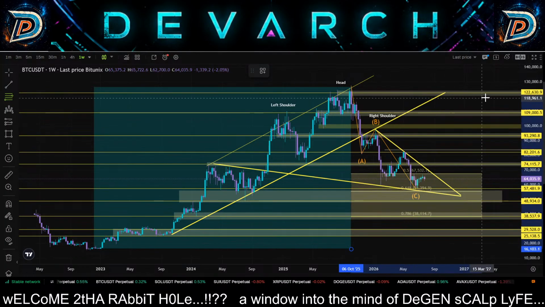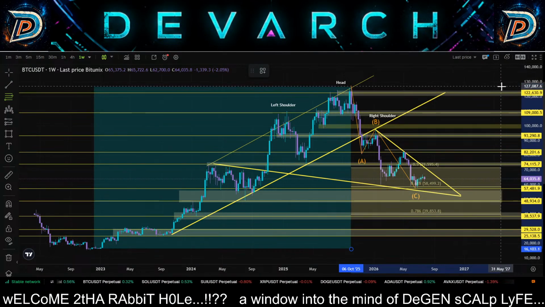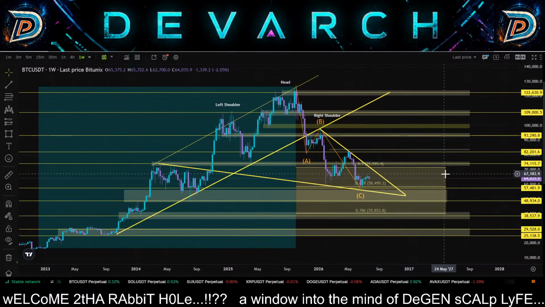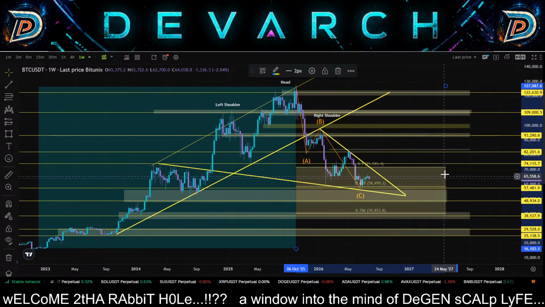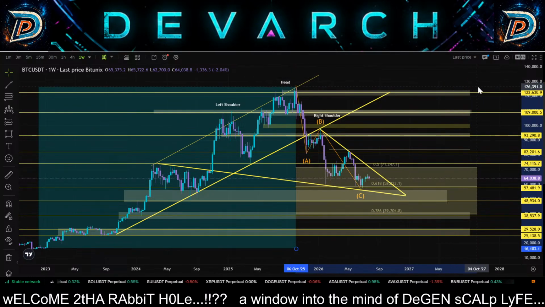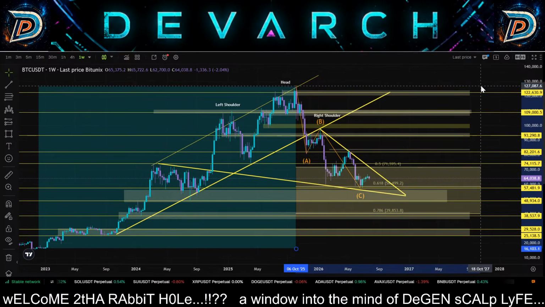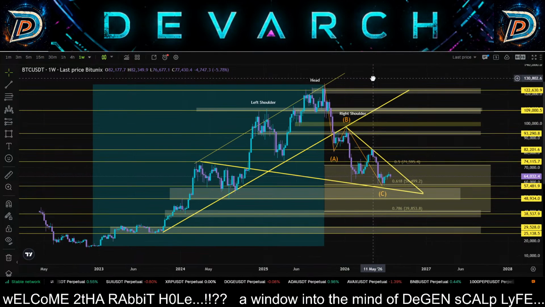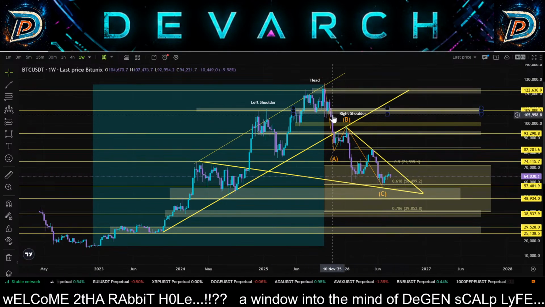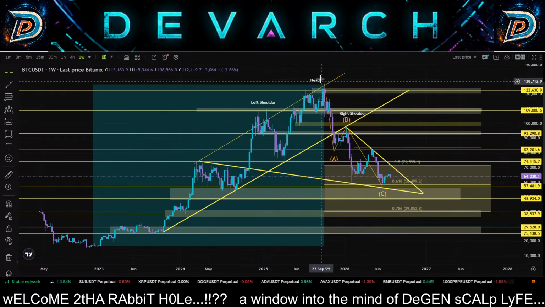Okay, so almost done with the weekly. And the weekly's in a corrective wave right now, so there's no impulse wave for me to map. So I won't be doing the wave mapping for the impulse on this. The only wave that I can map on this right now is the current corrective wave that we are in.